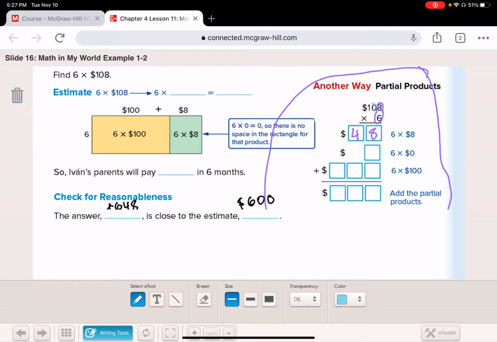The next part is the tens place, 0 times 6. 0 times 6 is 0, so I just put 0 under there. And then last I'm going to do the 1 times the 6, that's the hundreds place. 1 times 6, 100 times 6 is 600.